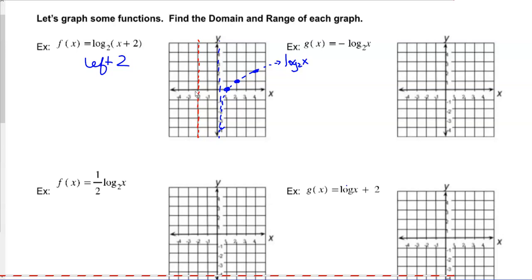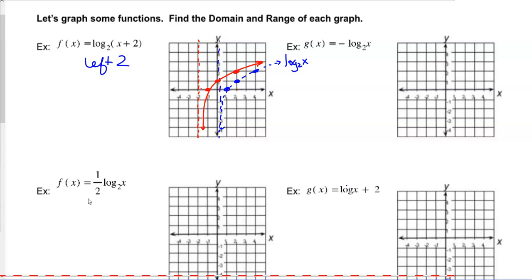Now remember, this would be acting as my new origin. I'm going to go over to the point (1, 0). I'm going to go over my base and up 1. And if you wanted to do one more, in this case with 2, you could go over 4: 1, 2, 3, 4, and up 2. Okay, and this would be my graph.